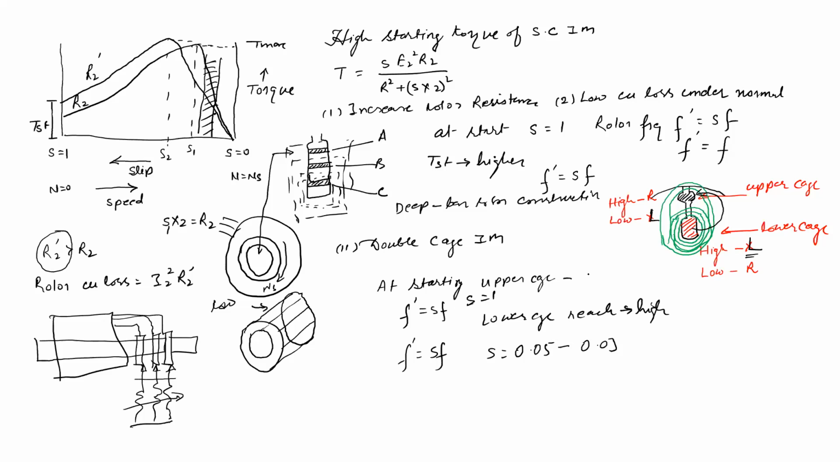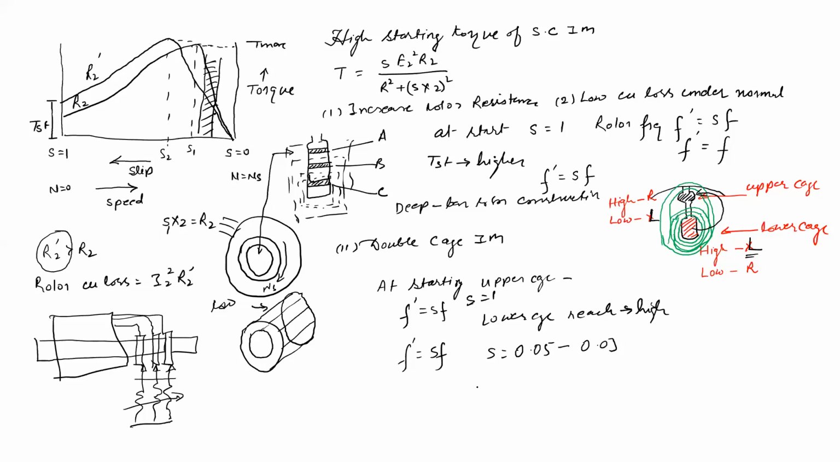The frequency is higher. So under such condition, high inductance offers high reactance. Therefore, current shifts from the lower cage to the upper cage, whereas the upper cage is made up of high resistive material. Therefore, it will develop the high starting torque at the time of starting, isn't it? Once the motor picks up the speed, the starting torque purpose is over.